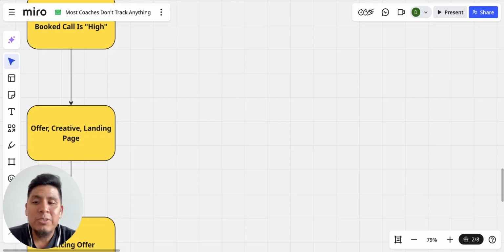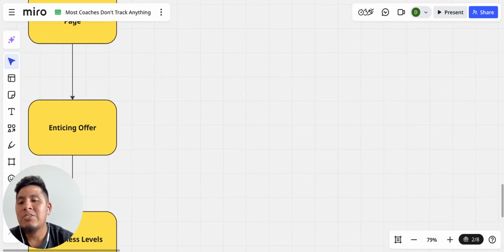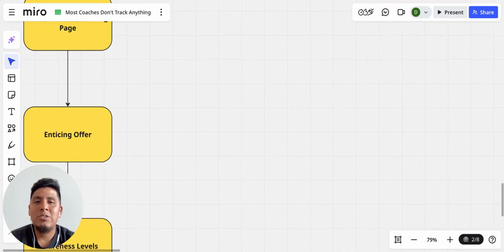But what I believe is mainly the biggest lever is the offer, right? And I always say this in other videos, that you want to have an enticing offer. Nothing beats an enticing offer where people can actually see that they can get results, or they want to get results, because that is the biggest lever for people to not only book calls, but actually to show up.